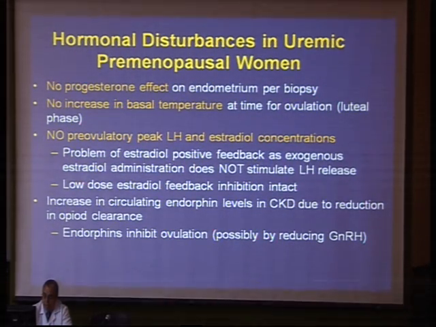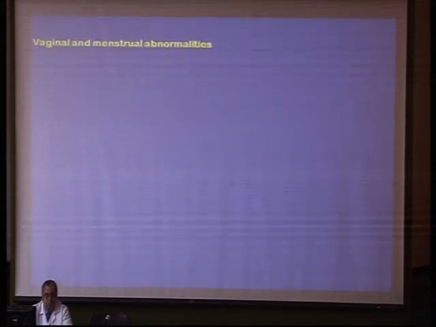Problem of estradiol positive feedback, as exogenous estradiol administration doesn't stimulate LH release. Also, low-dose estradiol feedback inhibition is intact. There is an increase in circulating endorphin level in CKD due to reduction in opioid clearance. Lastly, endorphin inhibits ovulation, possibly by decreasing releasing hormone from the hypothalamus.